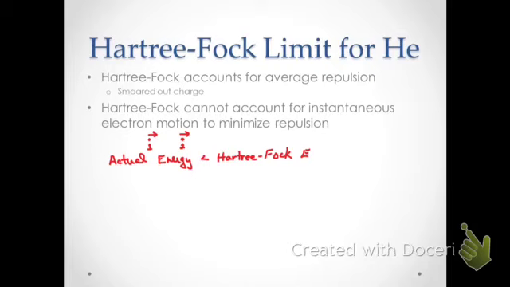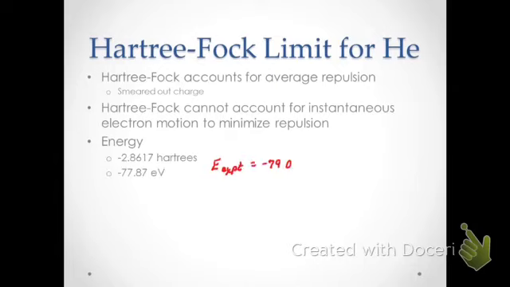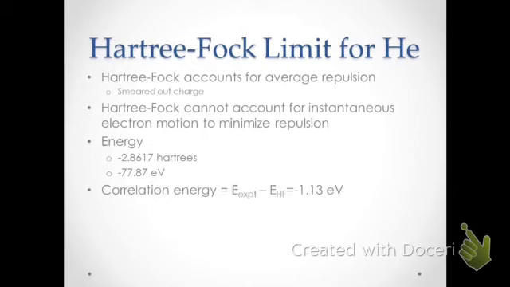And there is an absolute limit here. As long as we do not include this instantaneous interaction between electrons, we're always going to end up with an energy higher than the actual energy. And that is called the Hartree-Fock limit. So in helium, the Hartree-Fock limit corresponds to an energy of about negative 77.87 electron volts. If we compare that to the actual experimental energy, you can see that there's a difference here of 1.13 electron volts, which we refer to as the correlation energy. And this is as close as we can get with Hartree-Fock calculations.